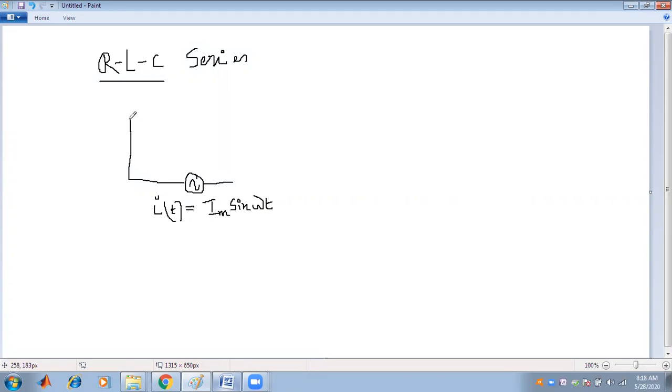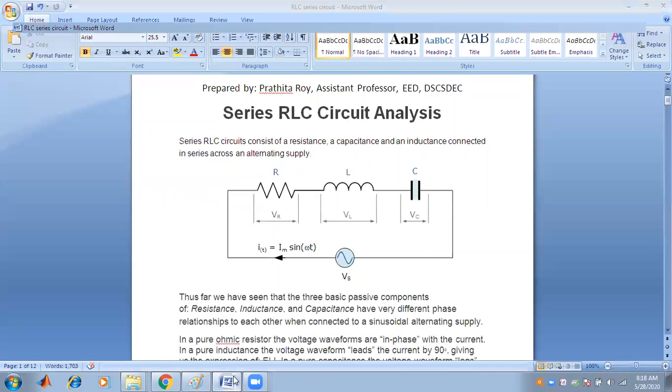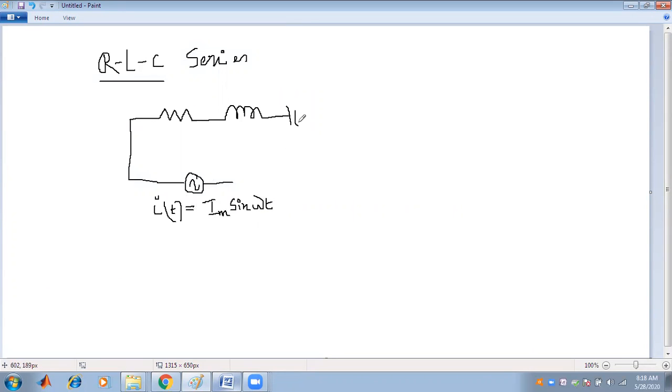So let us take a resistance R in series with the inductance, followed in series by the capacitor. We have already known about the inductive reactance and capacitive reactance. This is the resistance R, this is the inductor L, and this is the capacitor C. The voltage drop across the resistor is VR, across the inductor is VL, and across the capacitor is VC.